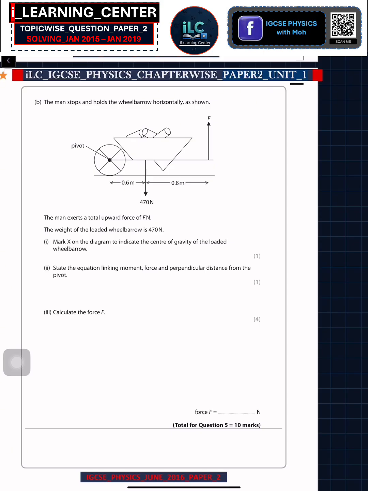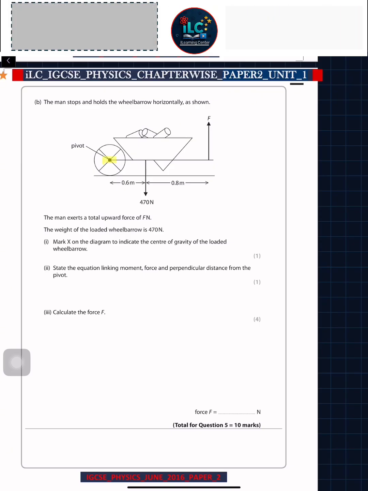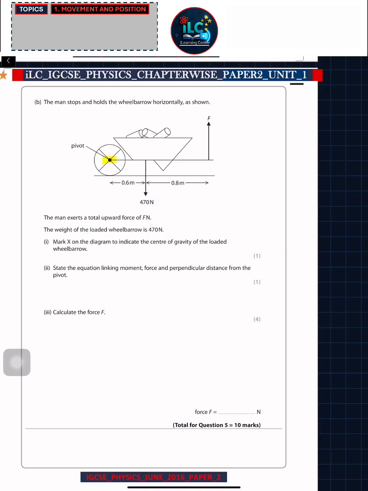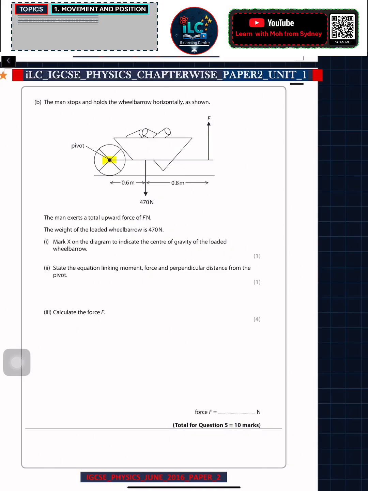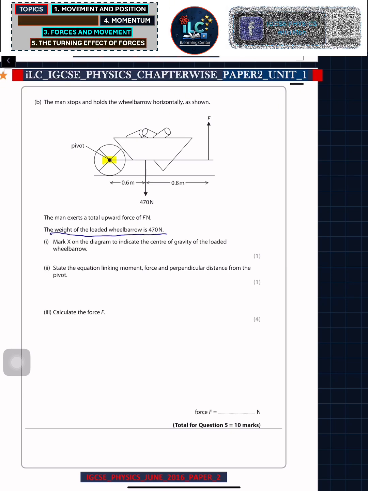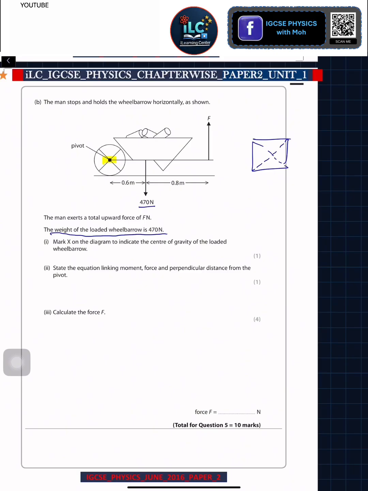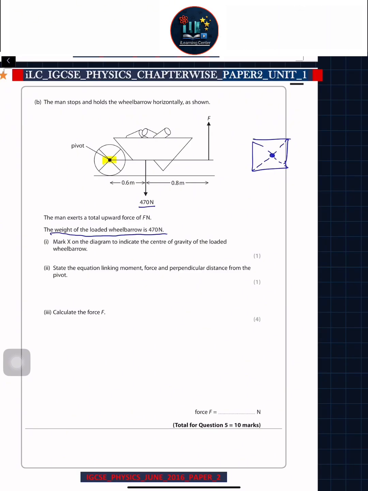So here it says that, okay, now they have a pivot. We know that from the point of pivot, basically you get the rotation. And here they're asking you to indicate the center of gravity of this. Understand that center of gravity always works with the weight. So your weight here is 470. If you have an object, center of gravity is always at the center. That's why it's called center of gravity, right? The point from where the whole mass works.